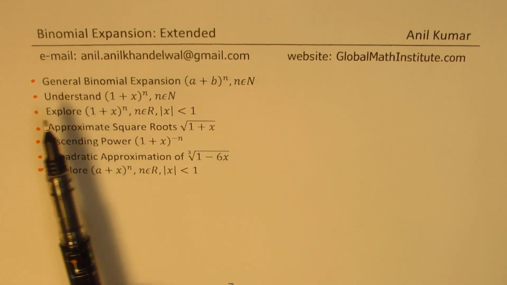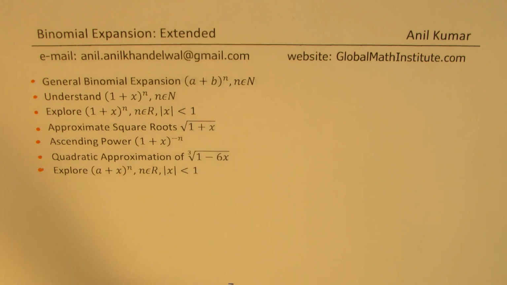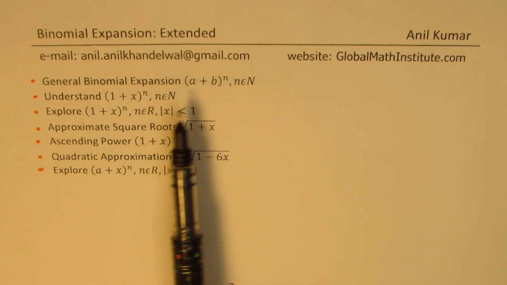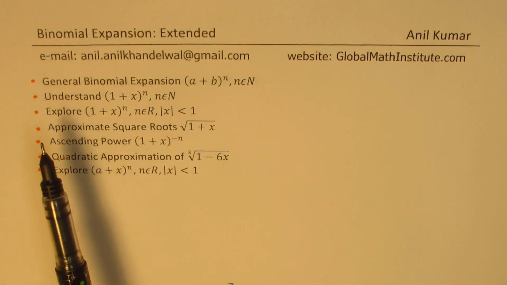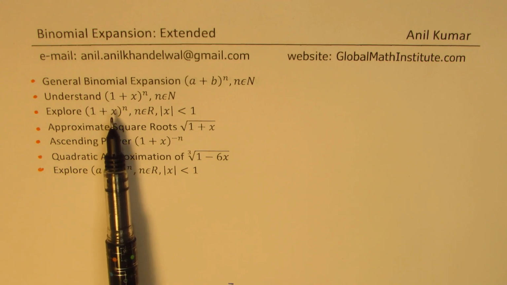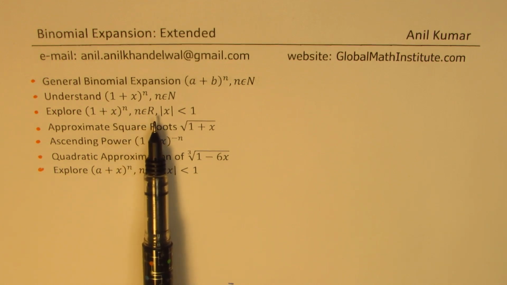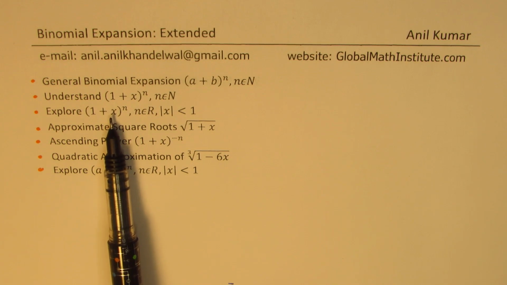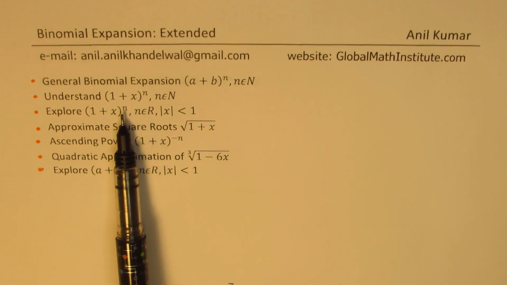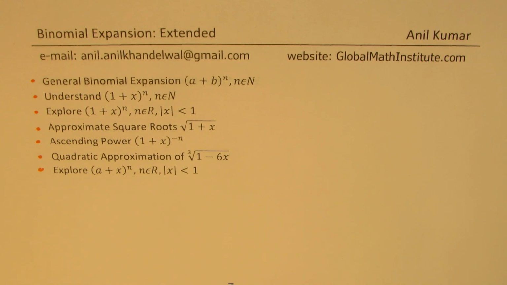We'll talk about the general binomial expansion (a + b) to the power of n, where n belongs to natural numbers. This is what you normally study under the topic of binomial series. But we'll extend this to include the cases when n is not a natural number. So we'll explore what is (1 + x) to the power of n, where n is any real number. This series is only valid when the absolute value of x is less than 1, right? So if the absolute value of x is less than 1, in that case, you could actually expand this for any real number. That means the exponent n need not be just natural numbers. It could be integers or rational.